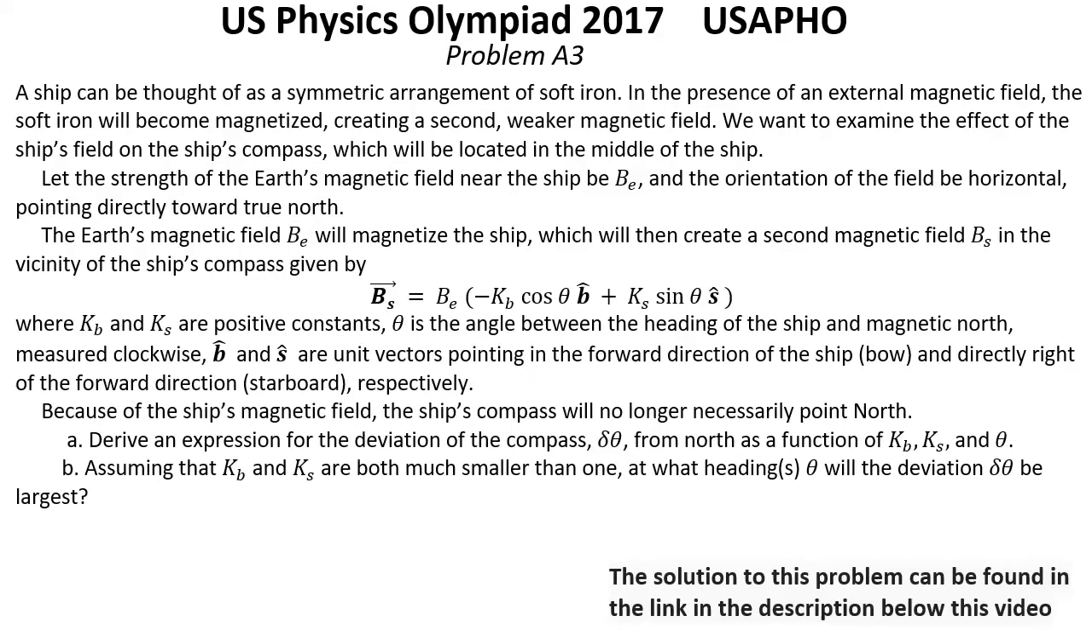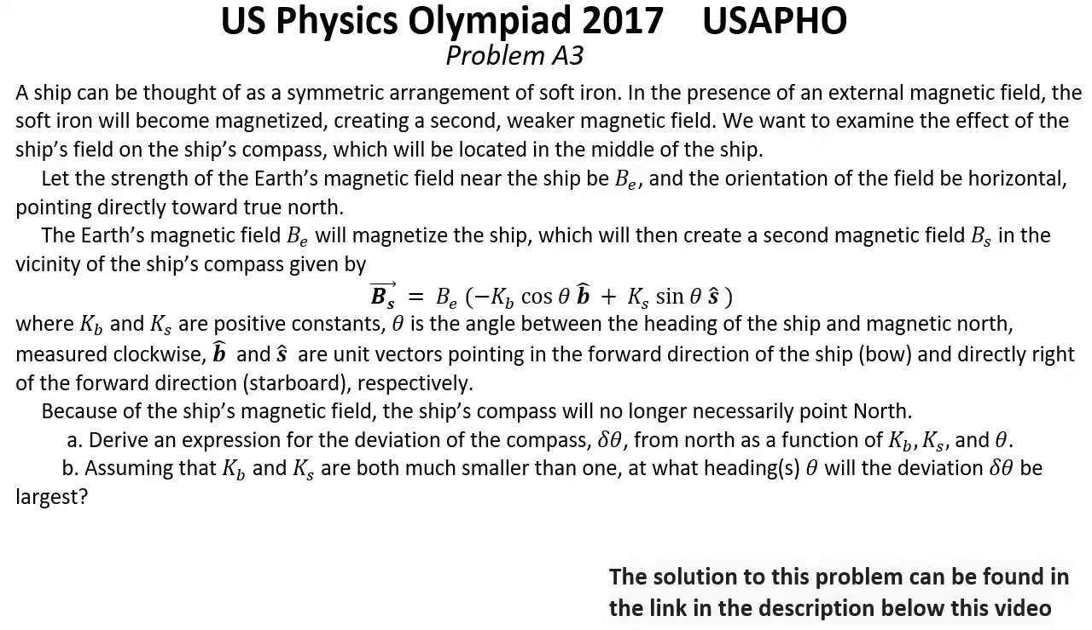The Earth's magnetic field BE will magnetize the ship, which will then create a second magnetic field BS in the vicinity of the ship's compass given by this formula, where KB and KS are positive constants. Theta is the angle between the heading of the ship and the magnetic north, measured clockwise. B and S are unit vectors pointing toward the direction of the ship, the bow, and directly right of the forward direction, the starboard, respectively.